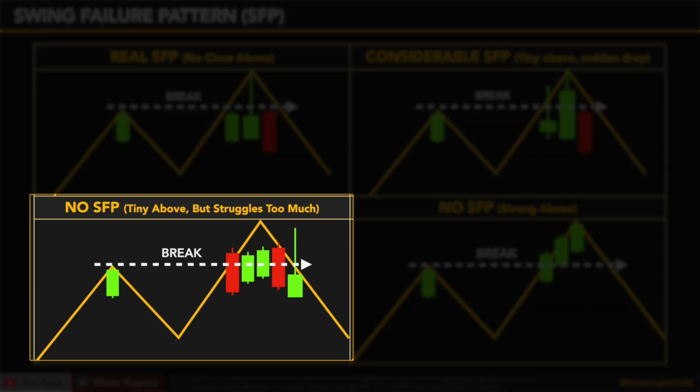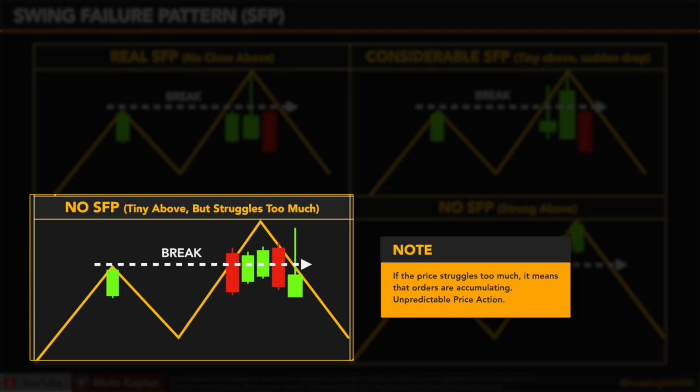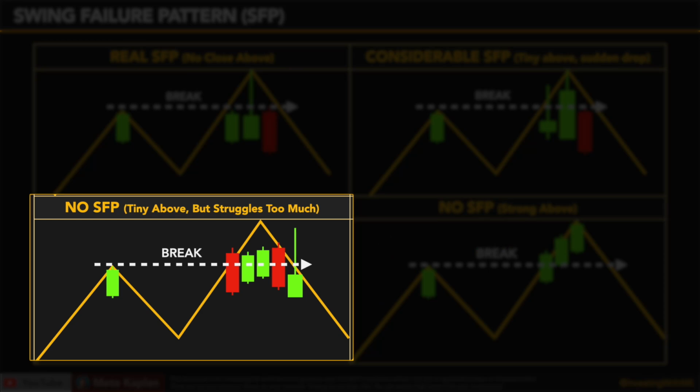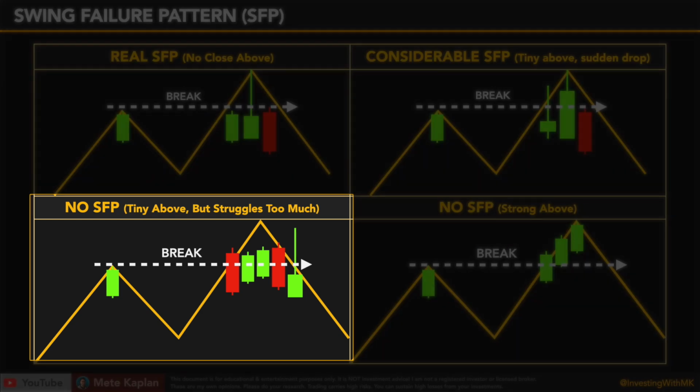In the next case, the price struggles too much to break it above. This time is different. If the price breaks above a tiny amount and struggles too much around the previous swing point, it means that orders are accumulating. With the accumulation of orders, price can move in either direction strongly. I would not say this is a trend weakness or an indication of a strong trend continuation. This is kind of a gray area and you should be extra careful about it.